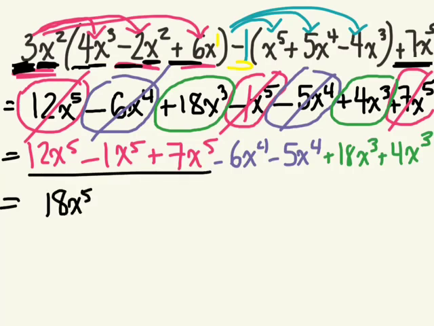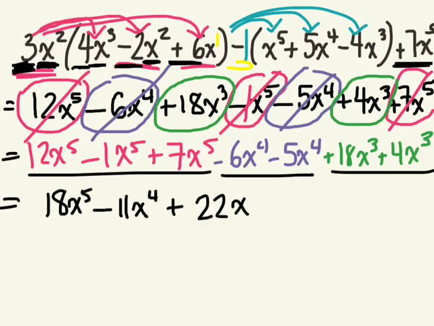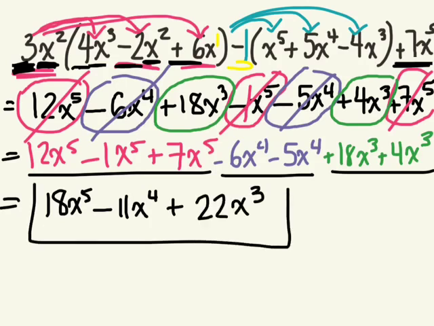18x to the power of 5, yep. Good. Negative 6 take away 5 is negative 11. Good. Excellent. Plus 22x to the power of 3, and that is the final answer. We have 3 terms that are unlike.